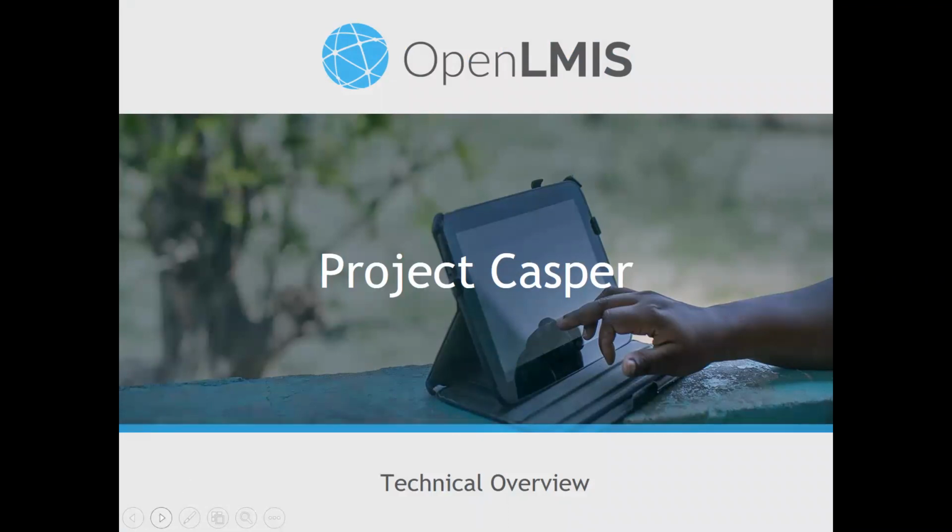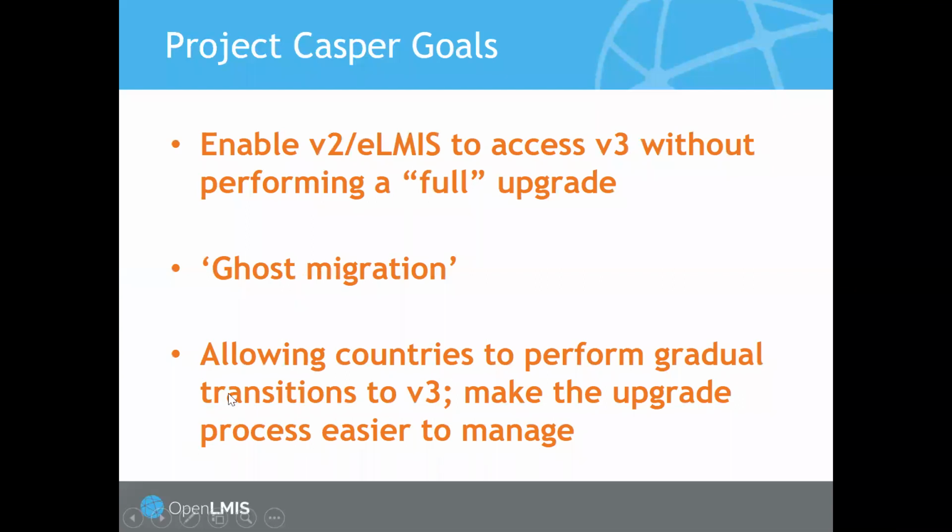Thanks, Wes. So I'm going to give a technical overview of Project Casper. Next slide. So some of the main goals of the project was to enable version 2, also known as ELMIS, to be able to access version 3, particularly things like the reporting stack, which the main piece is Superset, without performing a full upgrade, like a one-time big bang migration.